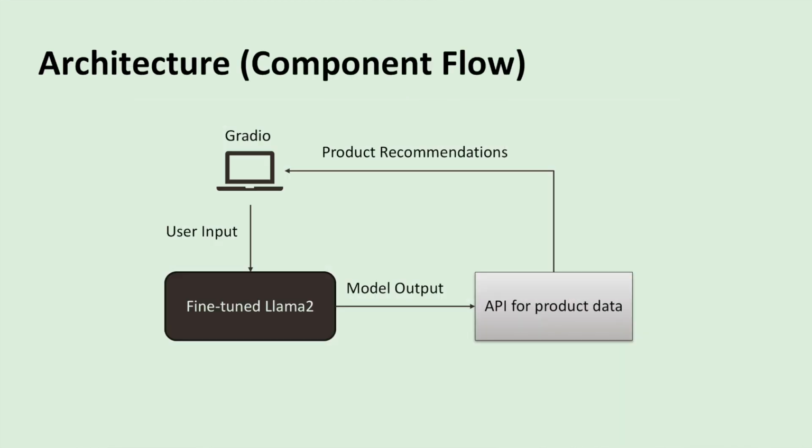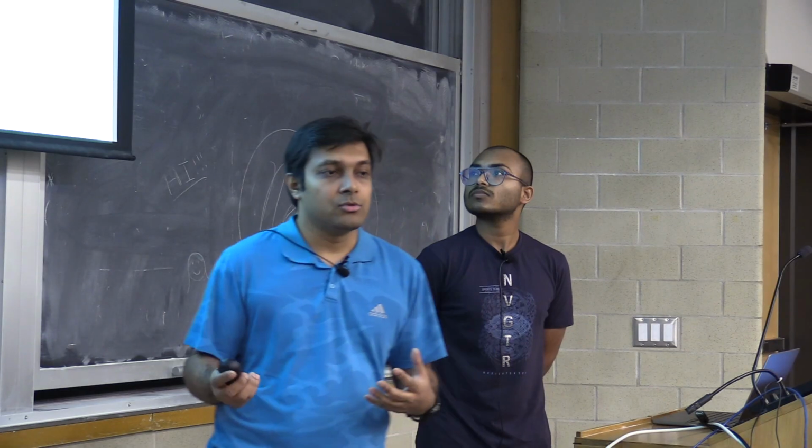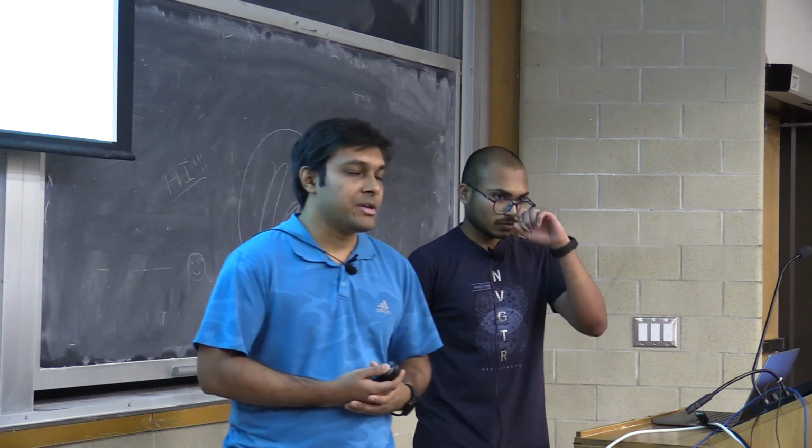Now let's look into the component architecture. We built a user interface on Gradio, so the user can input the prompt, the problem that they are having. Based on that, our fine-tuned Llama 2 gives output some product names, and we search those product names in an API. Finally, we sort those products and show them in our interface.